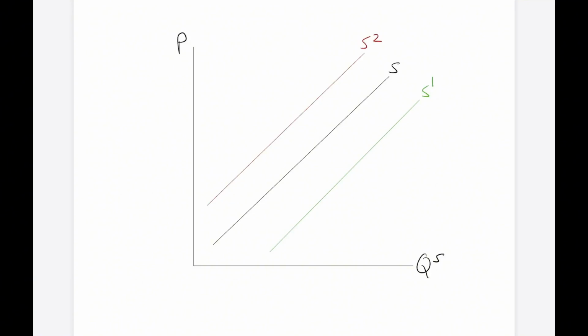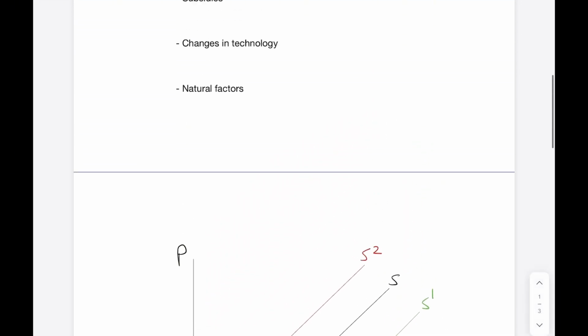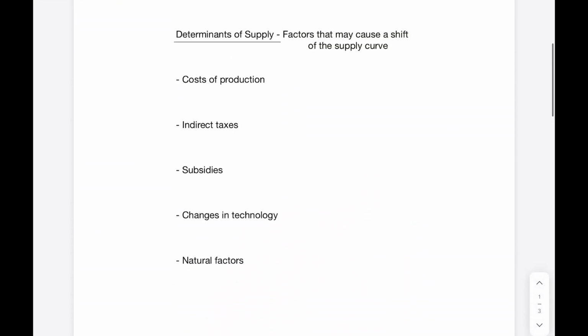So in terms of illustrating an increase or a decrease in supply on a diagram, an increase in supply will cause the supply curve to shift to the right-hand side, but if there was a decrease in supply, then the supply curve will shift to the left-hand side, okay? So let's have a look at the causes, the factors which can cause an increase or a decrease in supply generally. Now, these are known as the determinants of supply.